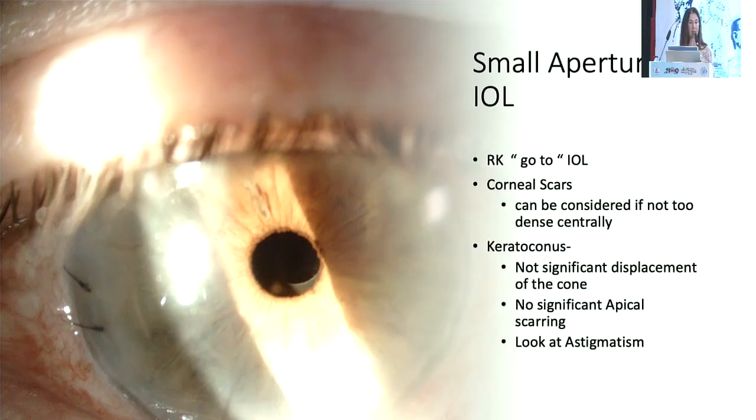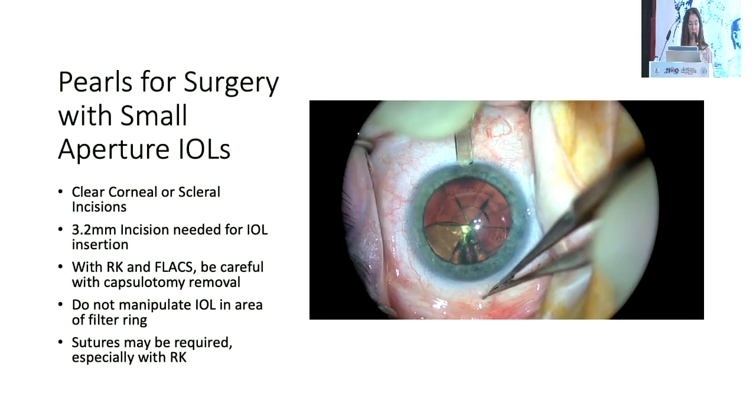There's special online training that you need to take, and I absolutely recommend it. For RK, again, small aperture lenses, it's my go-to. For corneal scars, you can also consider it. And for keratoconus, if there is not significant displacement of the cone and there's no significant apical scarring, you need to look at that topography and tomography and look at the astigmatism. Then you can also have success here as well.